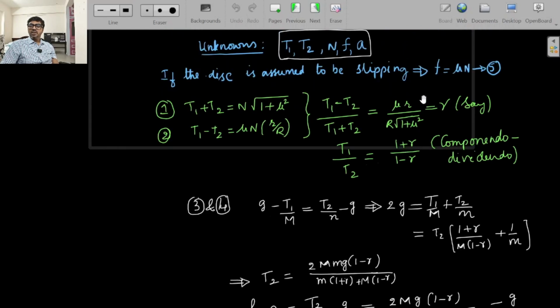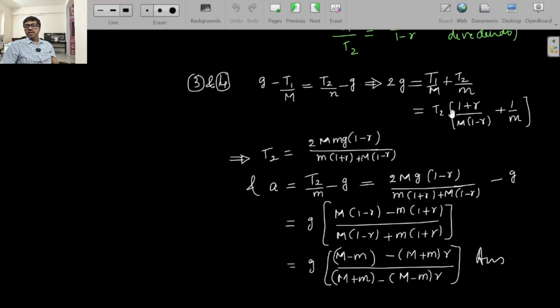I have taken this as gamma here. One big expression is coming. In the final answer they gave it like this, that's why I have taken it. In the answer they gave mu into small r by capital R into root over 1 plus mu square, which is taken to be gamma. So if I take that, I have T2 as this, right? By simply solving it, you do it yourself, you will do it much better, but it is just a little lengthy manipulation, solving of linear equations.